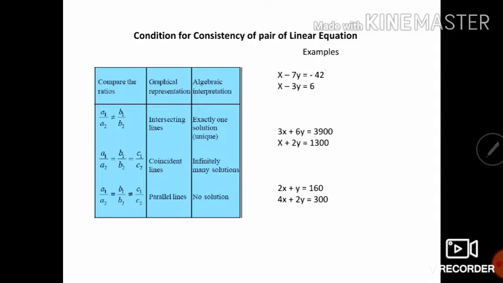The equations that give us one solution or many solutions are said to be consistent, and this equation here that has no solution is said to be inconsistent.